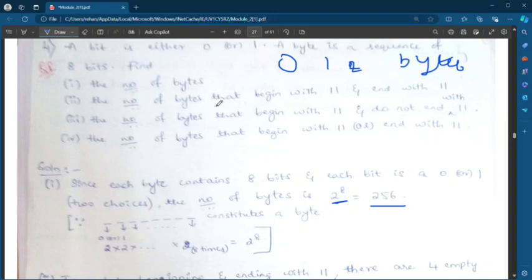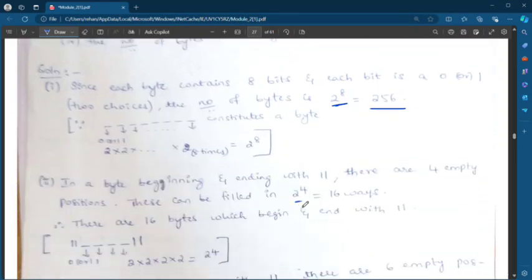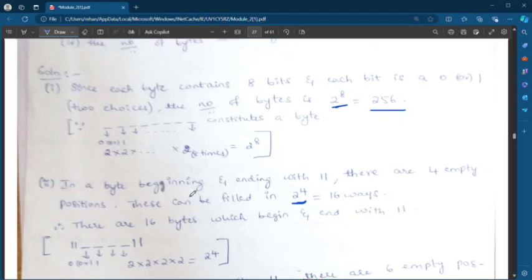Second question, the number of bytes that begin with 1 1 and end with 1 1. Now see here 1 1, and here 1 1. This can be either 0 or 1. This will be two ways, two ways, two ways, two ways. This I am filling in only 1 1. So same way you have to multiply. So it will be only 2 power 4, I guess. See here, you understood, right? Only 2 power 4 ways, that is equal to 16 ways.